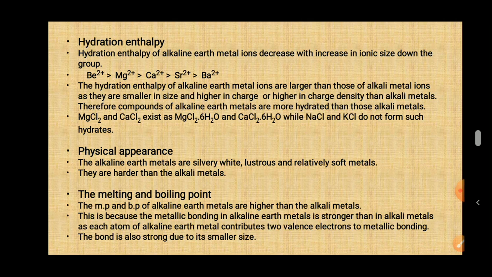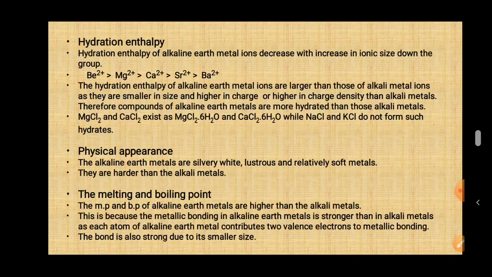Okay, and even in alkaline earth metals, how many electrons are present in the outermost shell? 2 electrons. So much more temperature is required to remove the 2 electrons. But in the case of alkali metals, only 1 electron is present, so it is easily broken with a little amount of temperature. Okay, so the bond is strong in the case of alkaline earth metals.